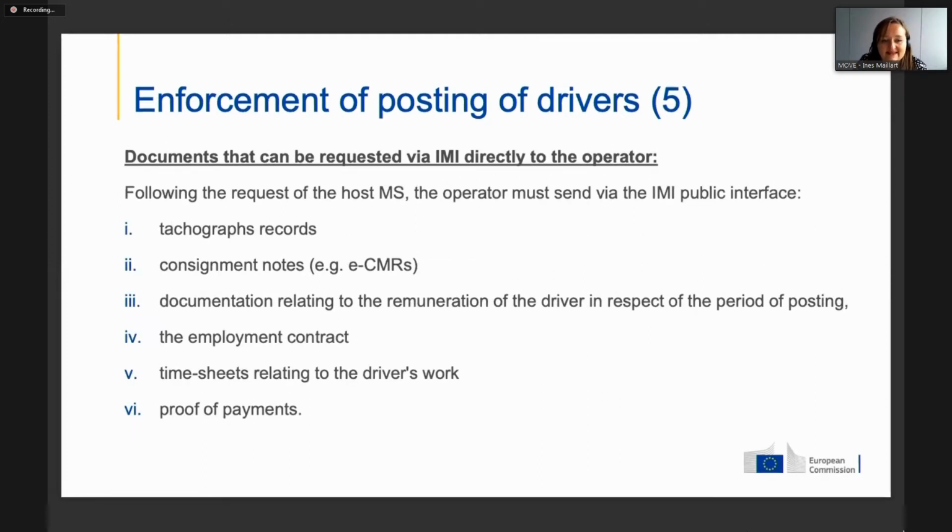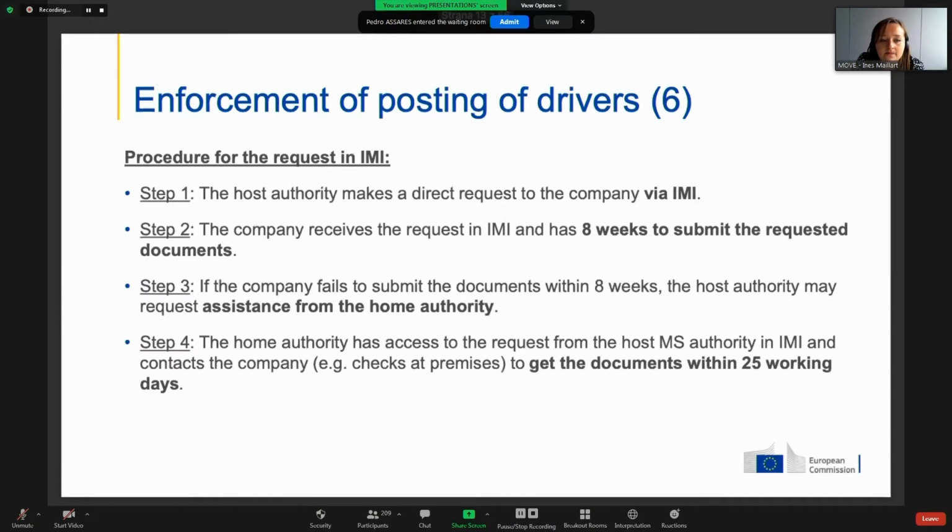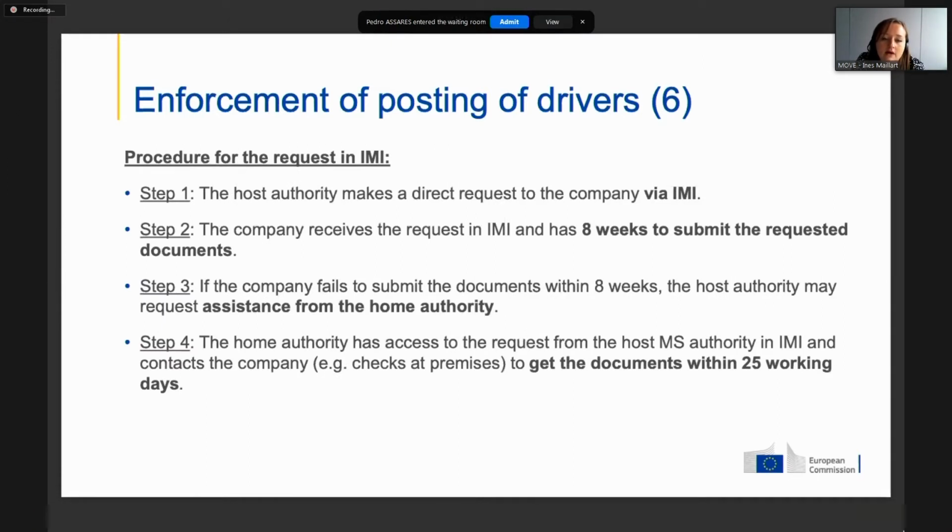So here is the closed list of documents that can be requested by a host authority that wants to control basically compliance with the posting rules by a company that posted drivers on its territories. So what can be asked are the tachograph records, the consignment notes, including ECMRs, the documents related to the remuneration of the driver, so the pay slips basically, the employment contract, the timesheets, and the proof of payments. So only those can be asked. Next slide, please. And in terms of procedure, how does this work?